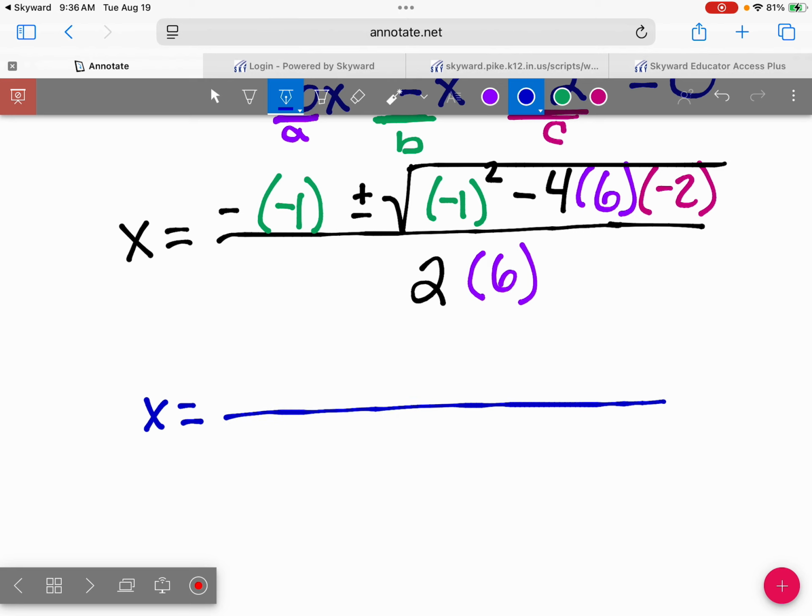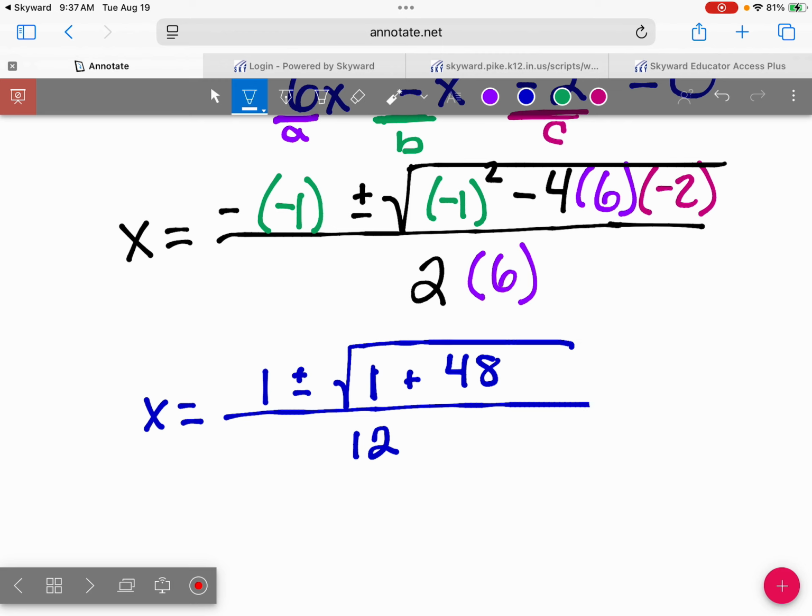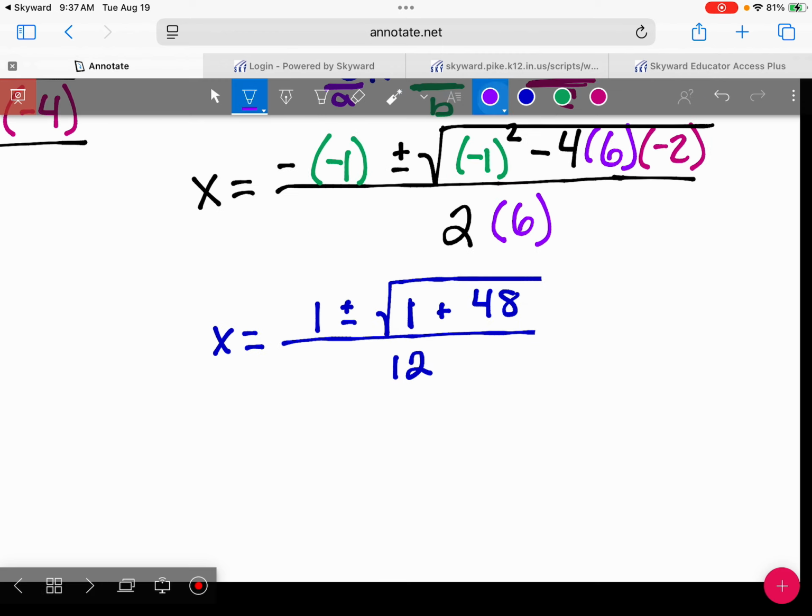Because then we can come through and simplify all kinds of things. We know our -1 times -1 gives us a positive 1, plus or minus. And in our radical, -1 squared is a positive 1, minus 4 times 6 times -2. We get a positive 48. And 2 times 6 in our denominator gives us a 12. So by simplifying, we get it here.